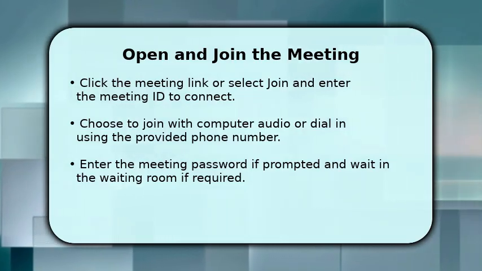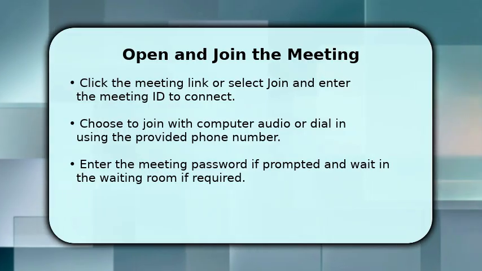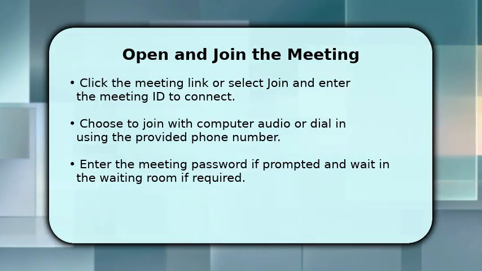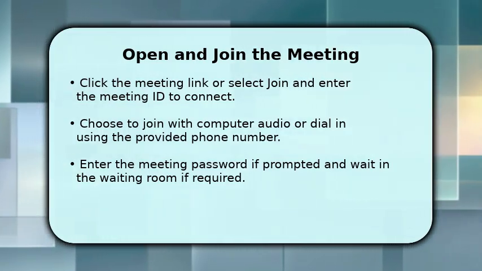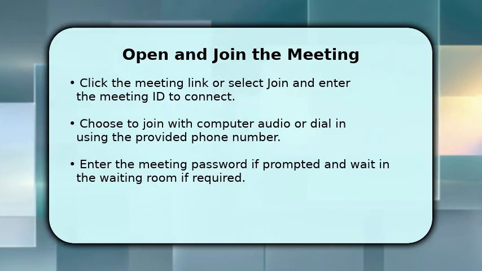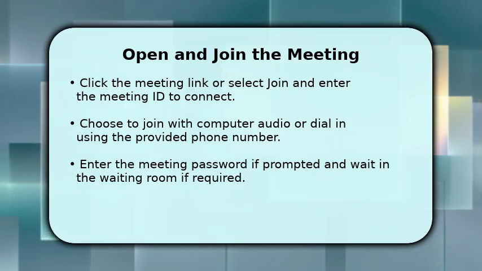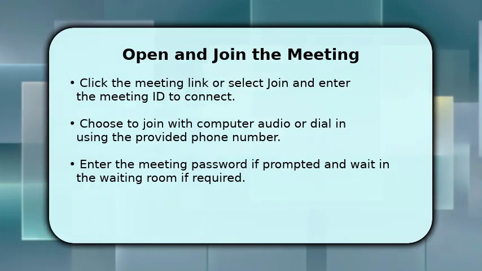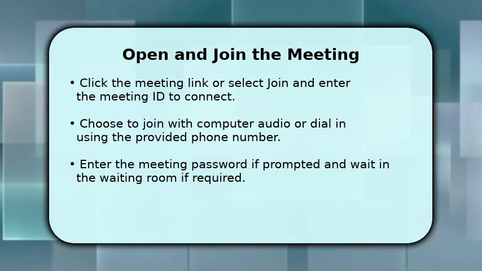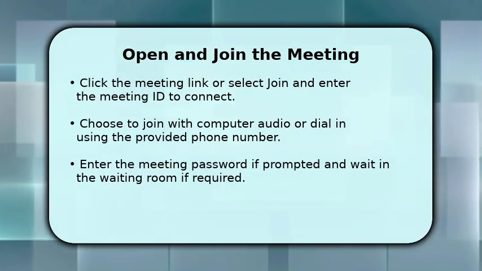Choose to join with computer audio or dial in using the provided phone number. Test your audio levels using the Test Speaker and Microphone tool in the dialog. Enter the meeting password if prompted and wait in the waiting room if required. Use the checkbox to remember this device if you plan to rejoin later on the same device.